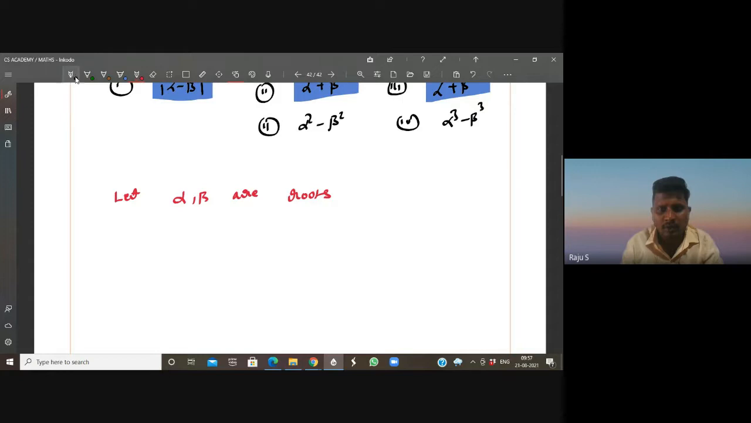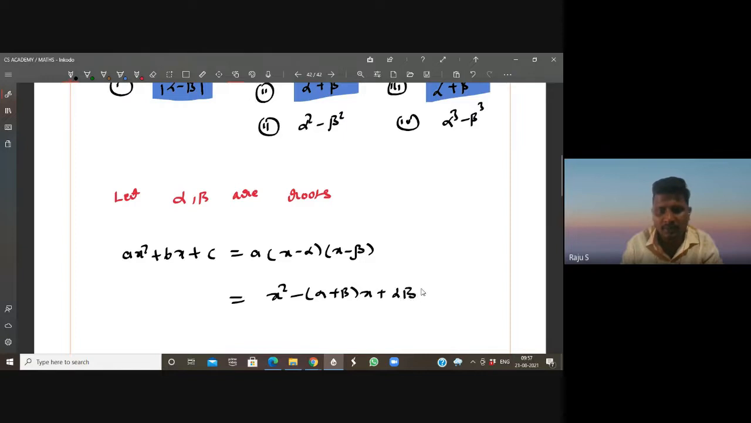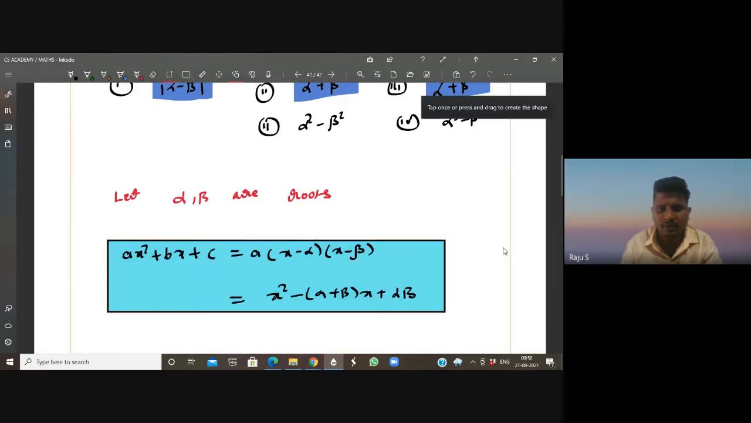Then if we take the quadratic equation like ax square plus bx plus c, the required quadratic equation can be written as a, the x square coefficient is a, and alpha, beta are given, then x minus alpha into x minus beta. If we expand this, we are going to get x square minus (alpha plus beta) into x plus alpha beta. So like that we will write this. Students, is that clear? Remember that.